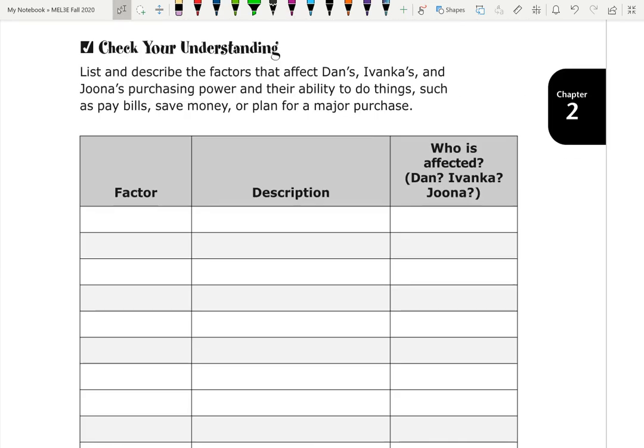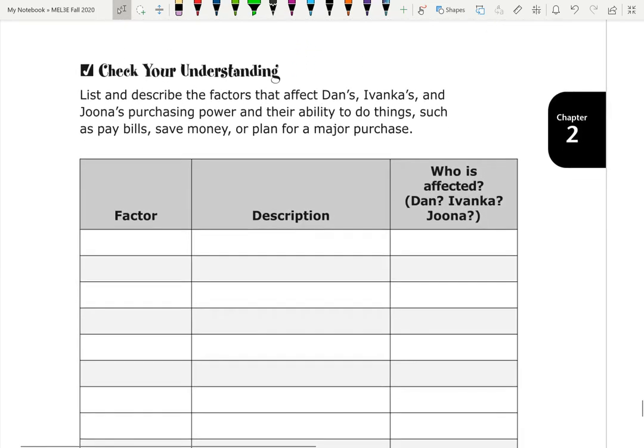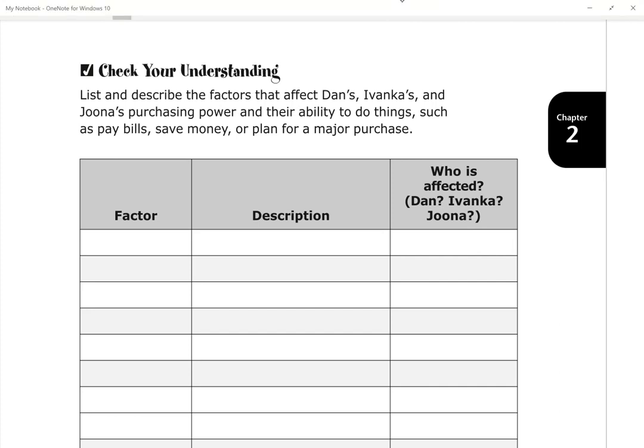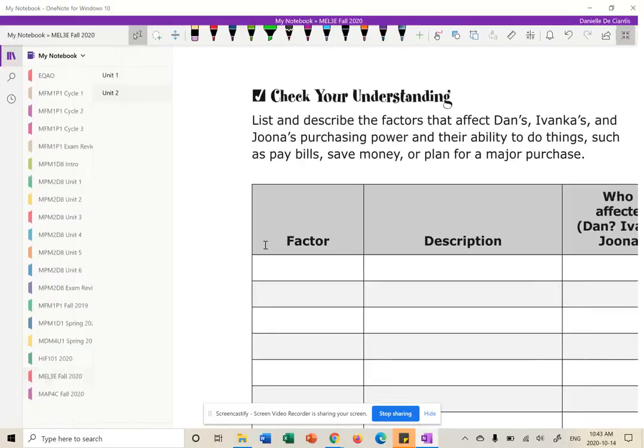So check your understanding. You're going to do this on your own, so you can complete this independently. I've completed it, just gave some examples, but I would highly recommend that you complete this chart independently now that today's lesson is fresh in your mind, and you can always message me if you have any questions.